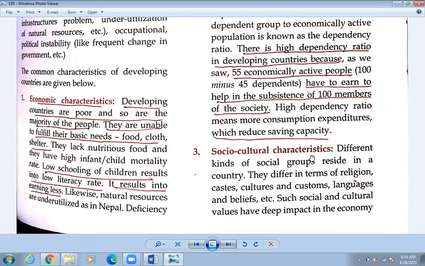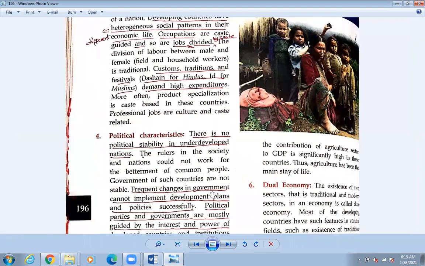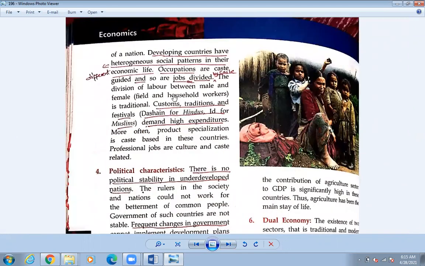Okay, so the next one is the social cultural characteristics. Developing countries follow different religions. Different religions, heterogeneous religious factors: Hindus, Muslims, Christians. Most of you are Hindu over here, some of them are Muslim, some of them are Christians. Our festivals are many, and some festivals cost a lot. So if there are more religions, there are more expenses, and if there are more expenditures, there is less saving. These are the characteristics found in developing countries.